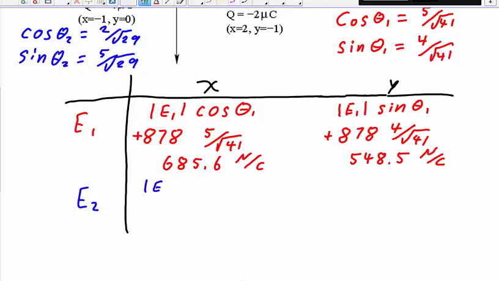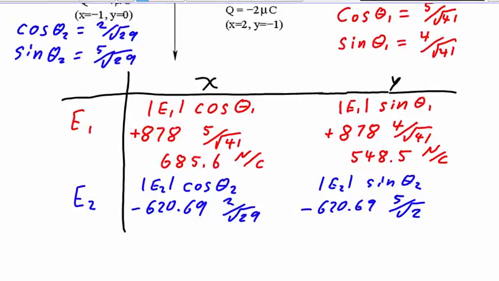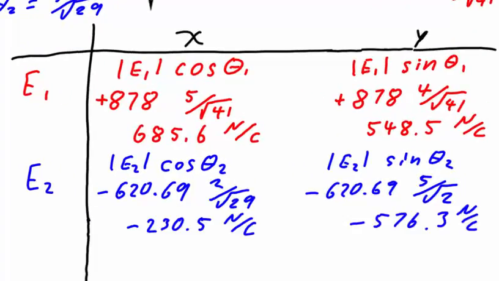Using these three results, we are then able to calculate the entries in our table for the vector E2. The x component of E2 will be its magnitude times the cosine of theta 2, and the y component of E2 will be its magnitude times the sine of the angle theta 2. Plugging in the values we had previously, we get the results as shown here. This time we need to take a little more care, however. We recognize that since the vector E2 points down and to the left, it will have negative x and y components. And when we plug in the values, we get the following results: negative 230.5 newtons per coulomb and negative 576.3 newtons per coulomb.